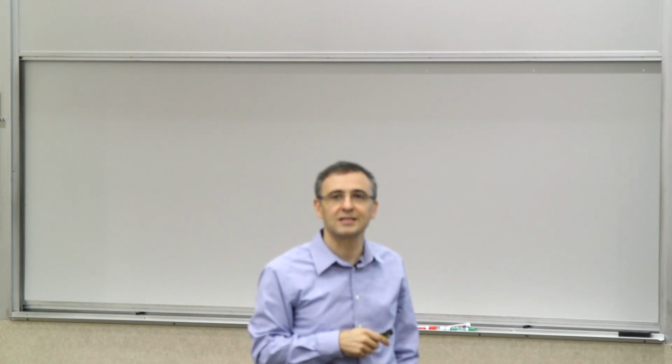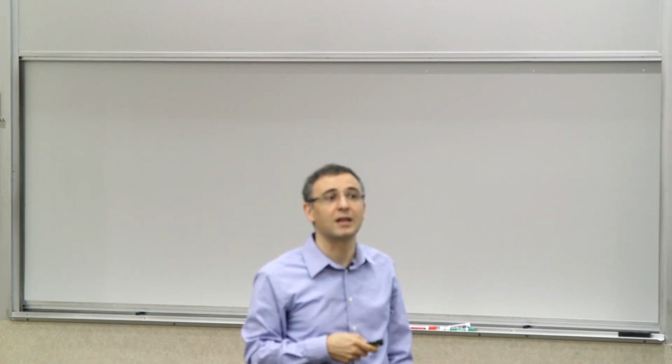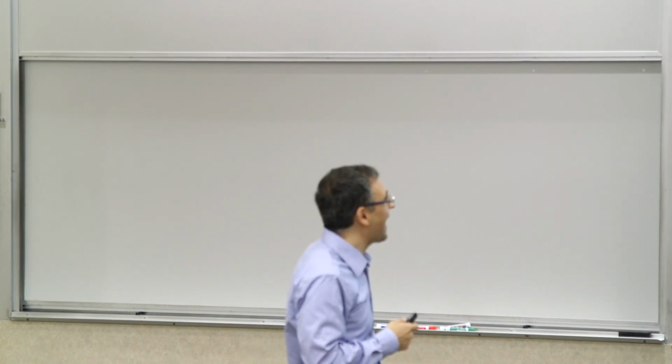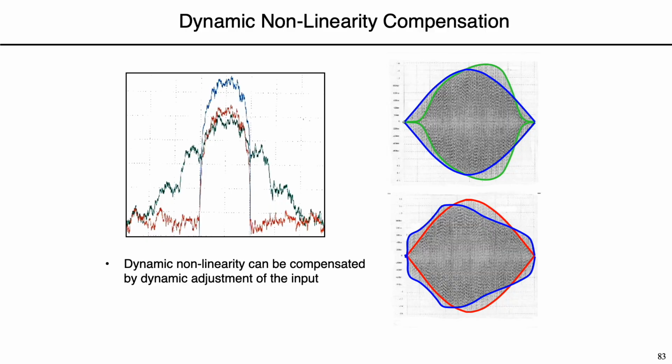The question is, can the dynamic one even be corrected? And the interesting thing is that the answer is yes. This goes back again to waveform engineering. So what you see here on the top right is the original dynamic nonlinearity. The blue one is the input, and the green is the envelope of the output, which is what is damaged, the spectrum, and the spectrum is shown on the left.